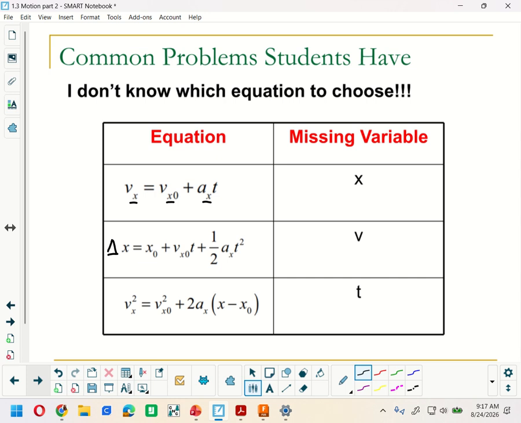So there's some variables that we don't actually use and we don't need all the time. So this one right here: the velocity of x squared is equal to the initial velocity of x squared plus 2 times acceleration of x times, this one right here is my delta x, my change in x. This one has no t in there.